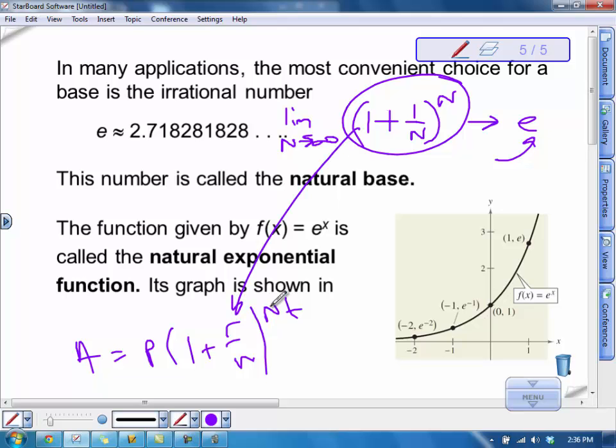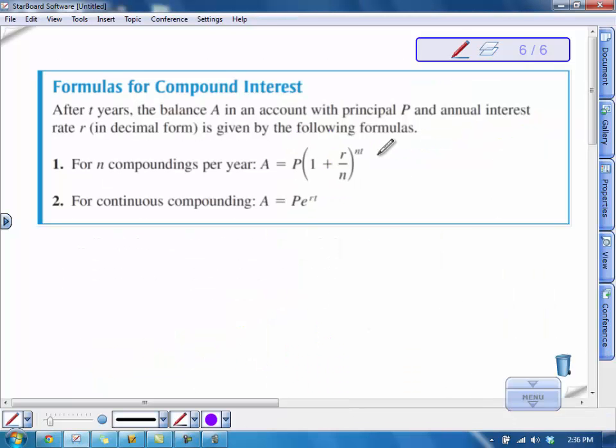So the number of times, as we calculate payments more and more with finance, that's n. So basically, as we calculate interest more times per year, this approaches e, and we end up with this formula: A equals P e to the rt. So let me show you those formulas. So here's the formulas then.